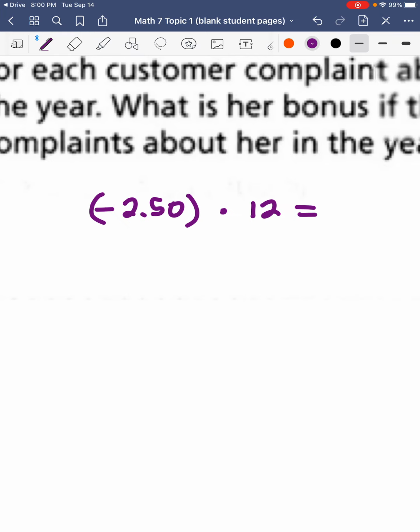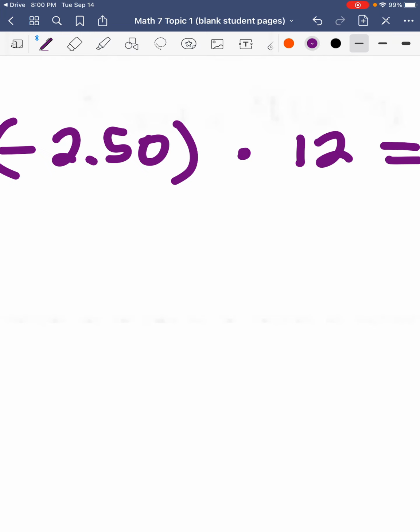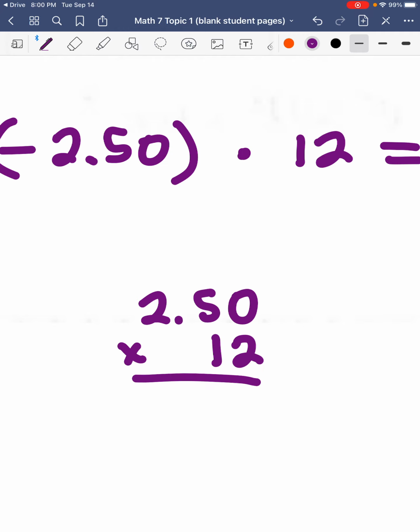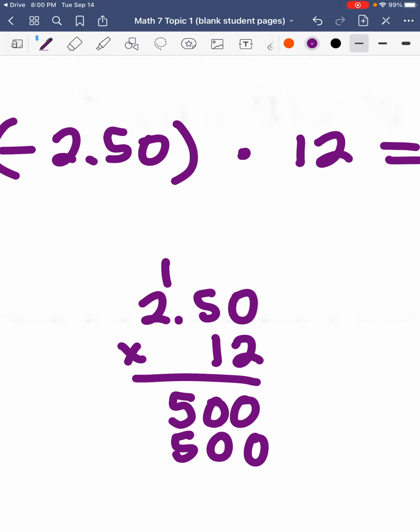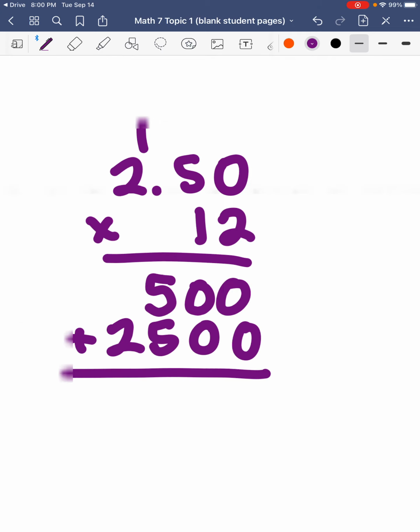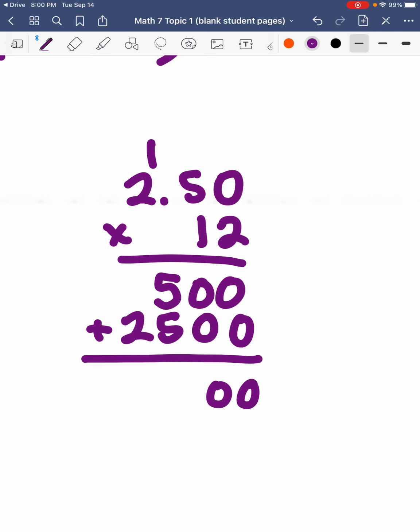Okay, so to do this, I'm just going to stack them. So 2.50 times 12. 2 times 0 is 0. 2 times 5 is 10. Carry my 1. 2 times 2 is 4, plus 1 is 5. Place a 0. 1 times 0 is 0. 1 times 5 is 5. 1 times 2 is 2. I'm going to add these rows together. 0, 0. 5 plus 5 is 10. And 2 plus 1 is 3.